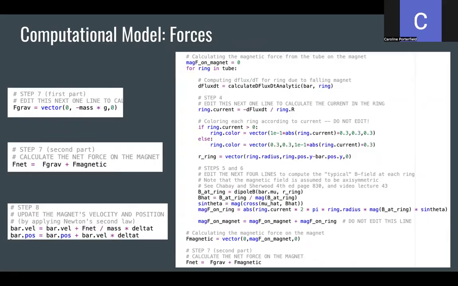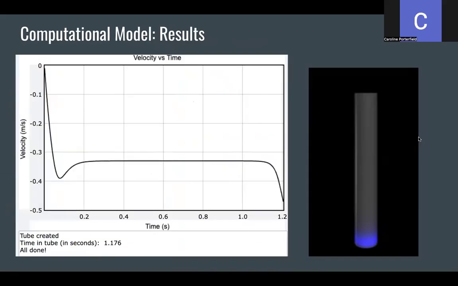Here's the part of the code that calculates all the forces acting on the magnet, and you can see the magnetic force acting upwards and the gravitational force acting downwards. After adding these two together, we get the net force. We then updated the velocity and position of the bar magnet. Now for the results. The time in the tube for the computational model was 1.17876 seconds.